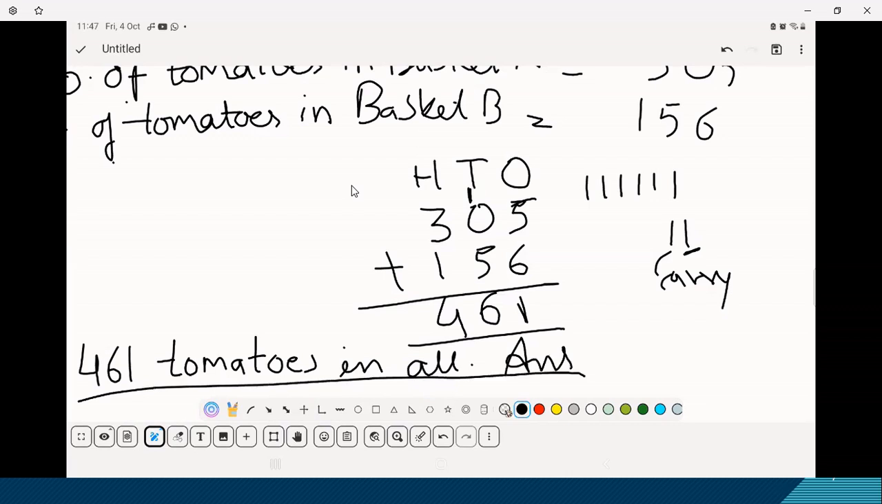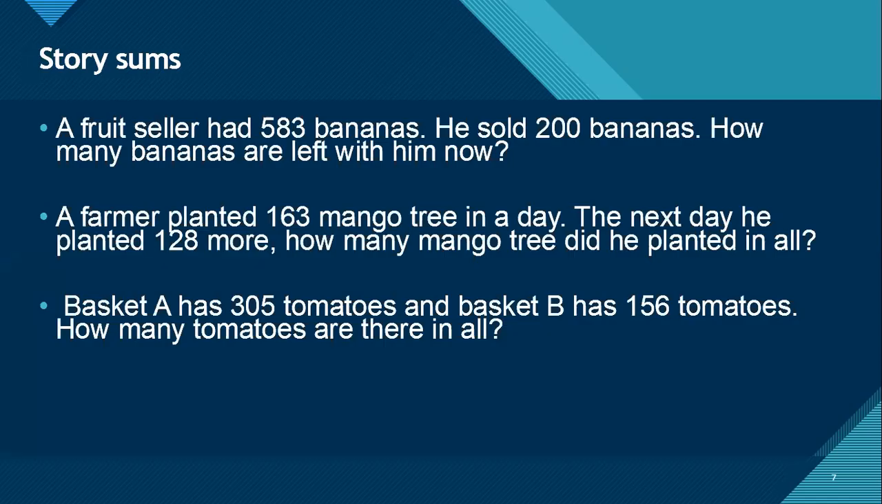Always remember in story sums, you have to write the answer in the way it is asked. If the question is how many tomatoes are there, then in the place of how many, you have to write that number. Meaning 461 tomatoes are there in all. So simply in this way, we will write the answer.